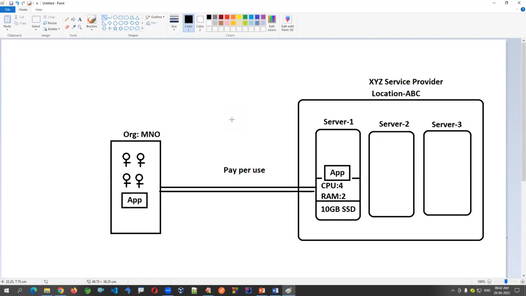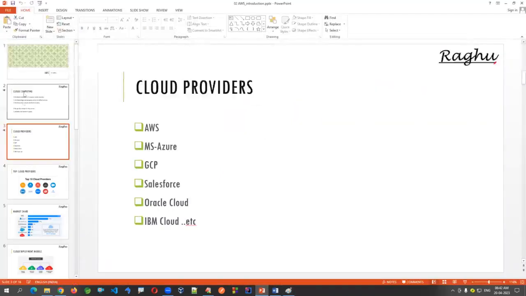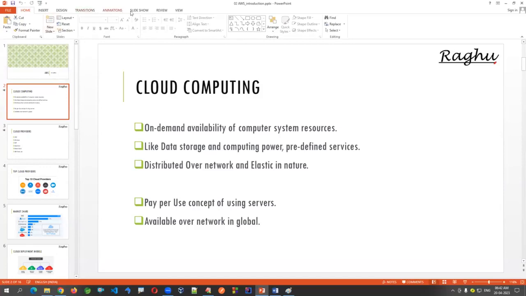So what I can do, instead of handling all these things, is go to one service provider, keep my application with them, and use their server. That is actually called the pay per use concept. That's the basic concept of cloud. Cloud computing, that's actually the meaning here.